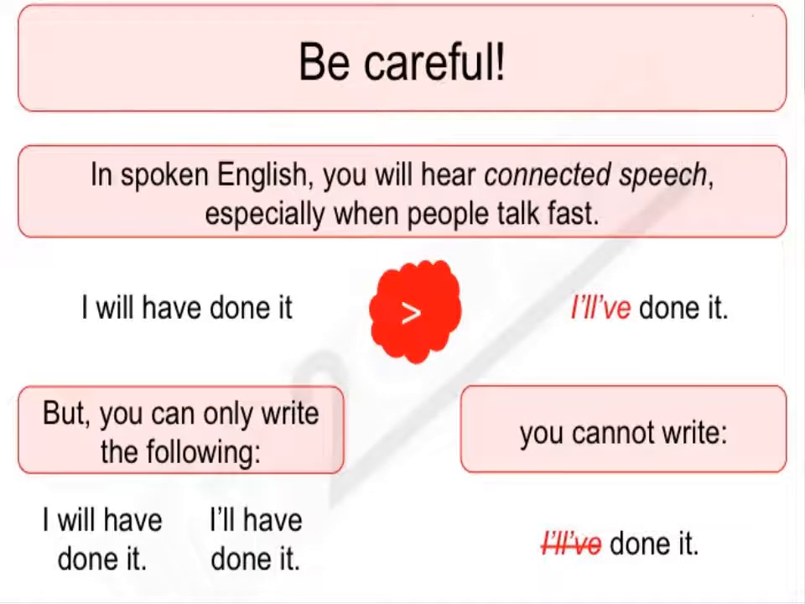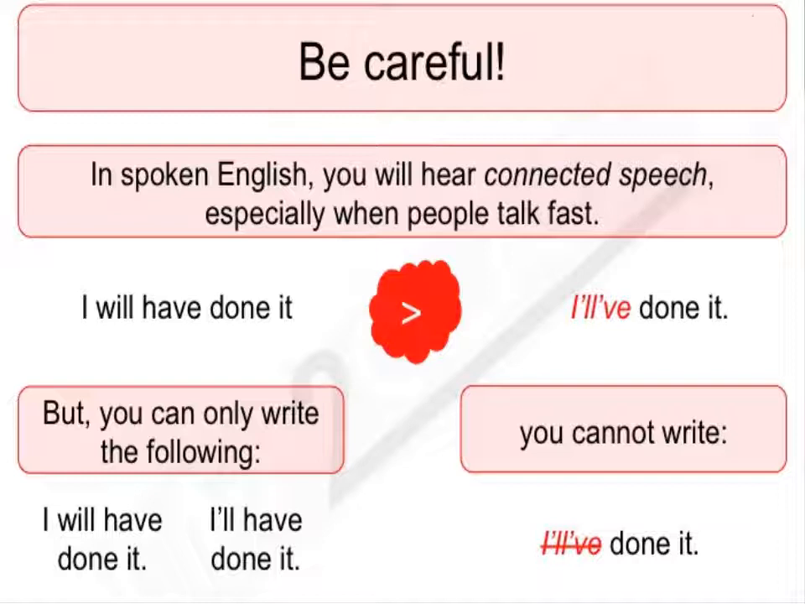Here is a note that you should pay attention to. So in spoken English you will hear connected speech، يعني في الإنجليزية speaking غتسمع mainly when people talk fast، يعني الناس اللي كيهضروا بسرعة غتسمع مثلا عوض ما تسمع I will have done it اسمع I'll have done it. Okay, but you can only write the following. ولكن في الكتابة كنكتبوا I will have done it or I'll have done it.